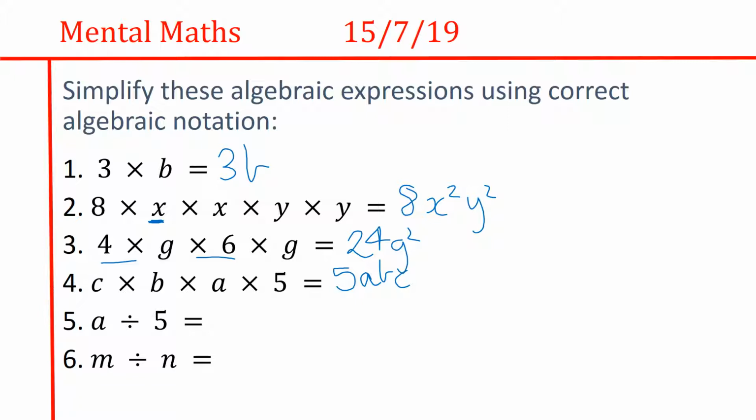Question 5, a divided by 5, we write that as a fraction, so a over 5. And lastly, m divided by n is m over n. It doesn't matter if we have a letter divided by a letter.